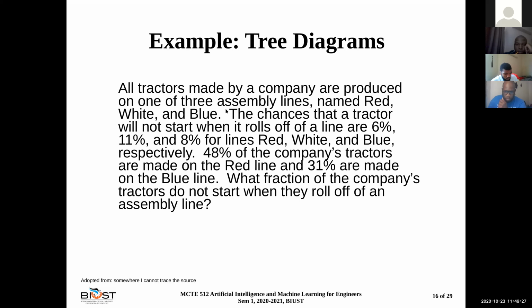So we are given the probabilities, or the percentages, of the tractors that will not start in their respective lines. So 6% from the red line will not start, 11% from the white line will not start, and 8% from the blue line will not start. And 48% of the company's tractors are made from the red line, 31% from the blue line, and that means from the white line is 21%.